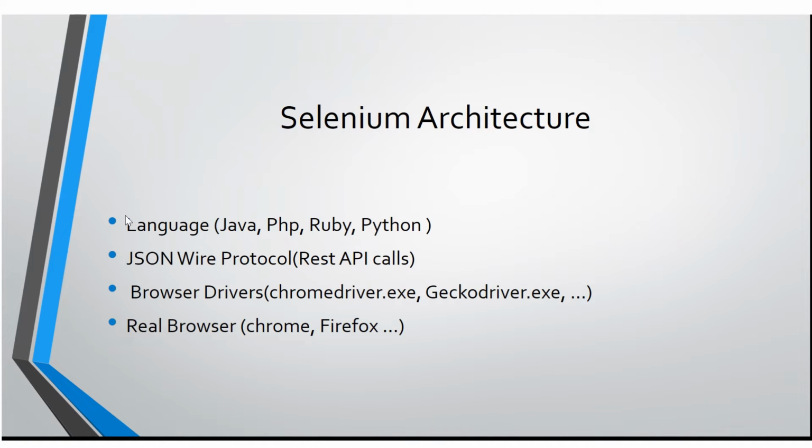So these are all the languages we use with the JSON Wire Protocol. This is the REST API call using the browser driver. We are sending that HTTP request to the real browser.